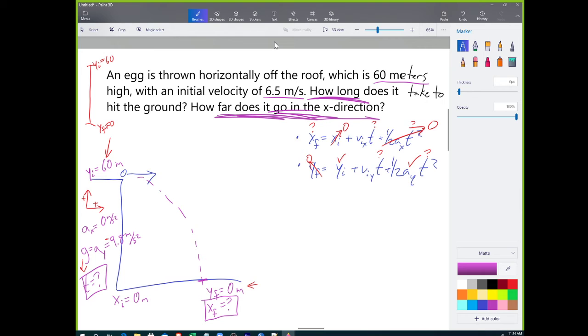What has no question mark, check mark, or 0 over it? Initial velocity. Which one? Both of them. Yeah. So I'm going to put them both up here, VIX and VIY. Let's start with VIX. How am I moving horizontally when I jump off the cliff? Or in this case, throw the egg off the cliff? Or more appropriately, how's the egg moving horizontally? How fast?